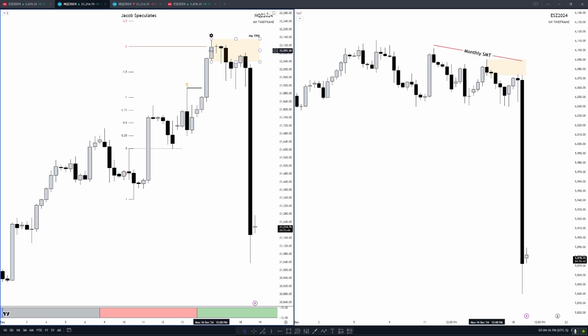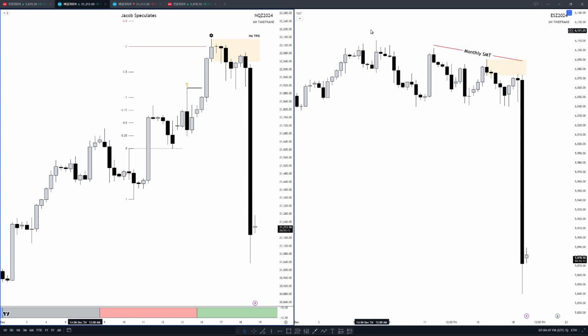Looking at the 6-hour time frame, we can see a 6-hour TPD right here that formed the high of the week and the high of the month. Where the 6-hour TPD formed was the second standard deviation of the manipulation before the expansion of CPI. As you guys know, in the last one, we wanted to see price drop down a little bit and then continue higher. So our analysis on that was spot on. Then we go to that second standard deviation, form the TPD, and then boom.